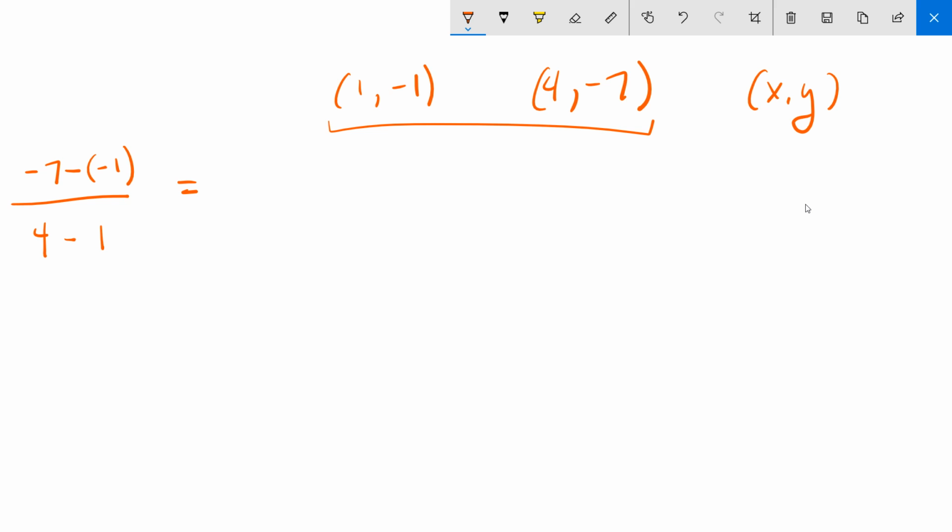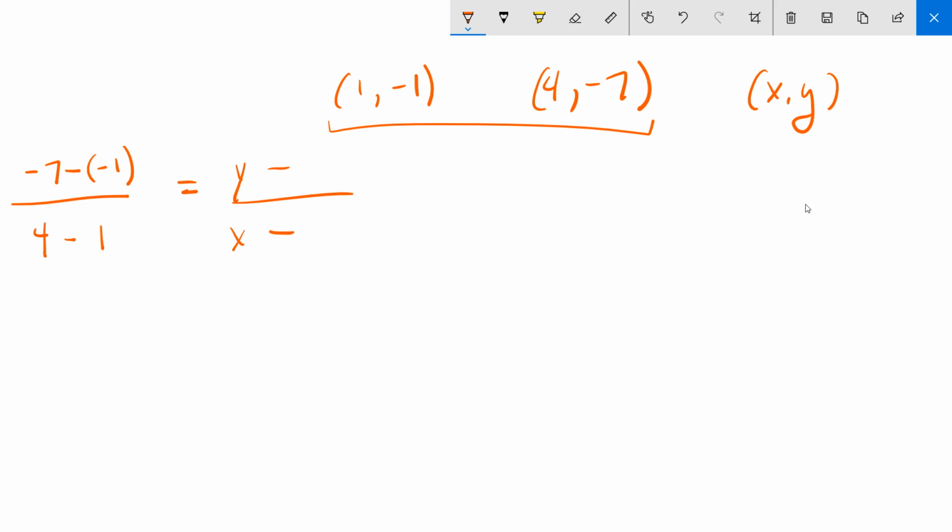Is that okay? Yeah. That's the slope, rise over run. On the other side, I'm going to use the x and y. I'm going to say y minus and x minus. And the numbers that go here, it doesn't matter. I can use either point. I can use the 1 minus 1, or I could use the 4 minus 7. It doesn't matter. I just have to use one of them.